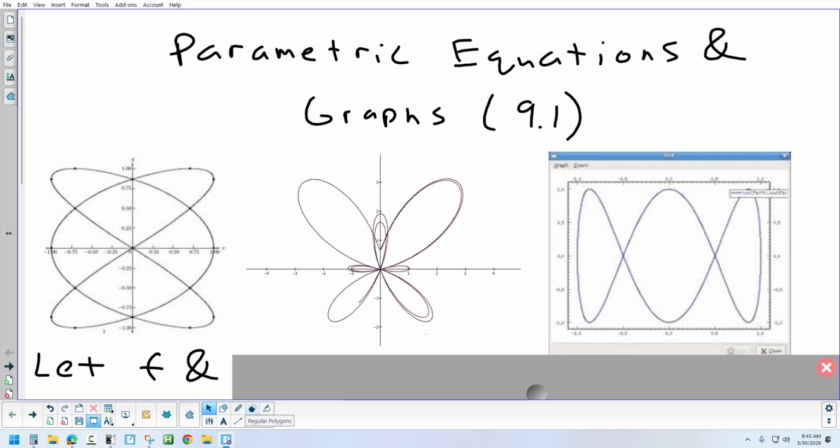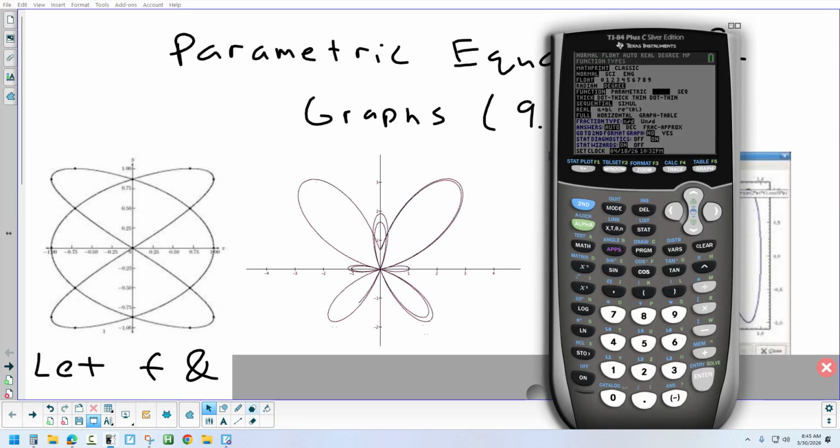Those first two, well, especially the middle one, that's probably a little bit more complicated than what we're going to get into. But with the one on the right, that's definitely one we would look at. It's all just different kind of examples of graphs you can do in parametric and polar.